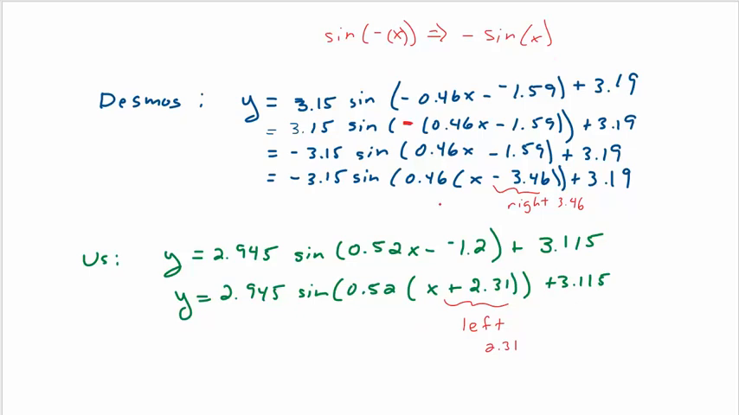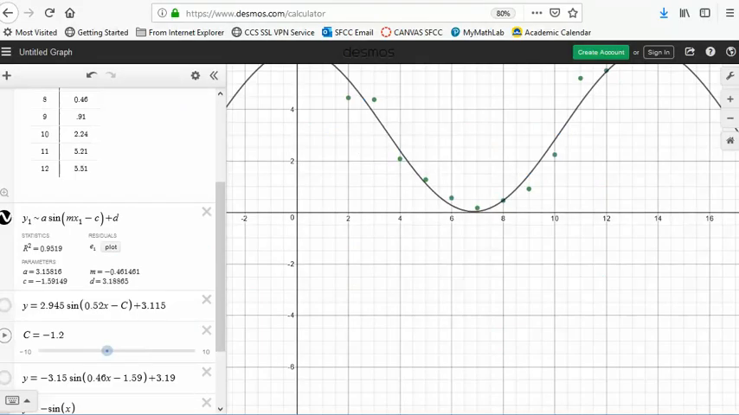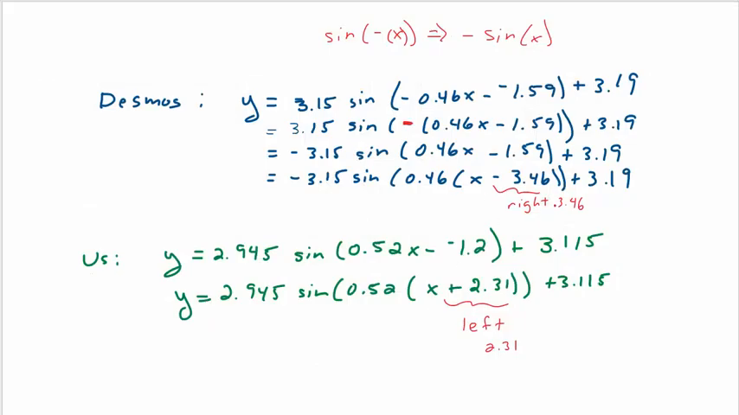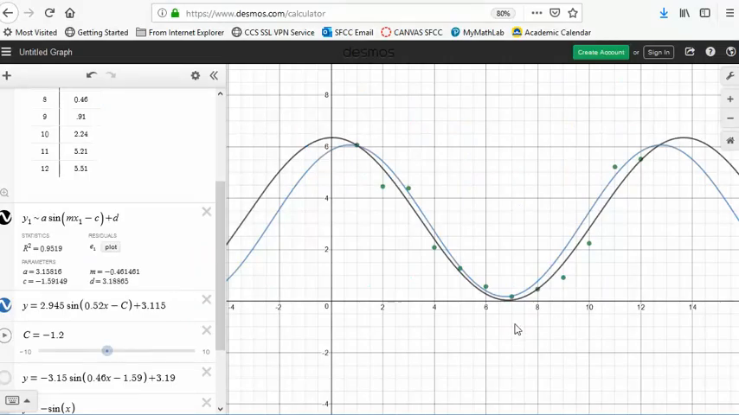So these two equations, we saw from Desmos that they were pretty much the same equation. Just looking at the graph, we could see that. Here's Desmos' equation in black. Here's our equation in blue. All right, well, why is that? So I'm trying to help you see why those equations look so different. This one is taking a plain old sine function, shifting it to the right and flipping it over, and we're shifting to the left and not flipping it over, and you can end up with the same kind of shape there.